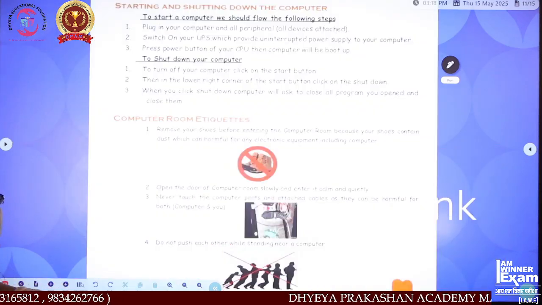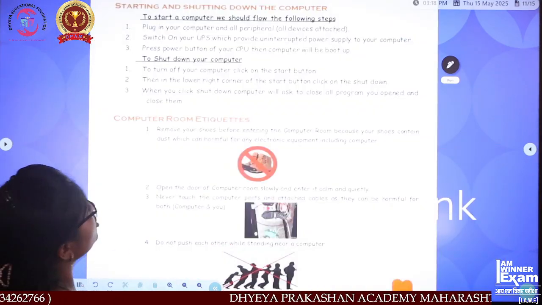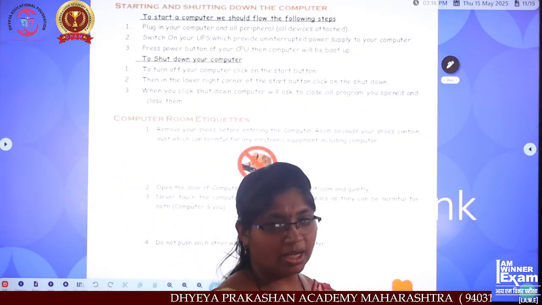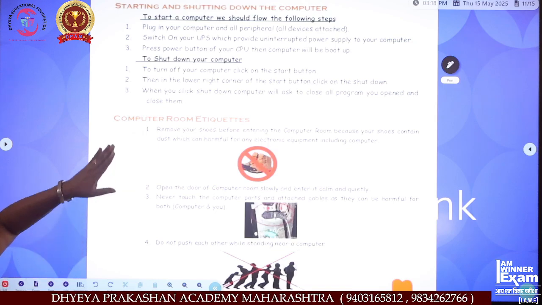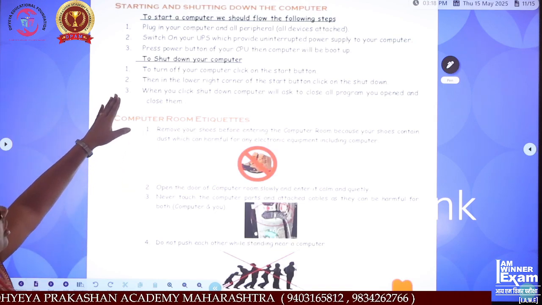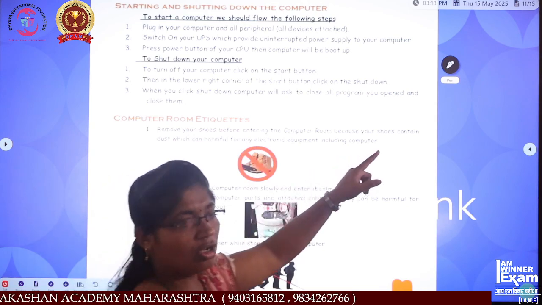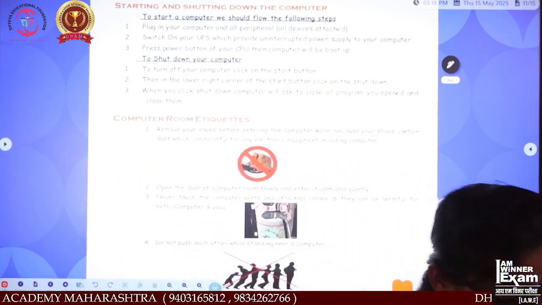Next, starting and shutting down the computer. It is most important. To start a computer, we should follow the following steps.